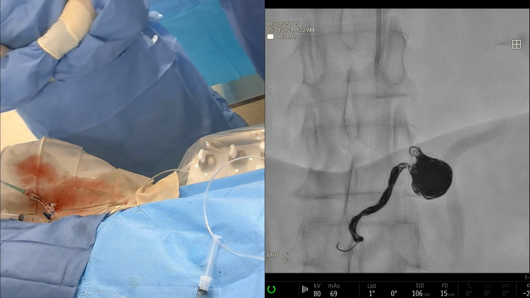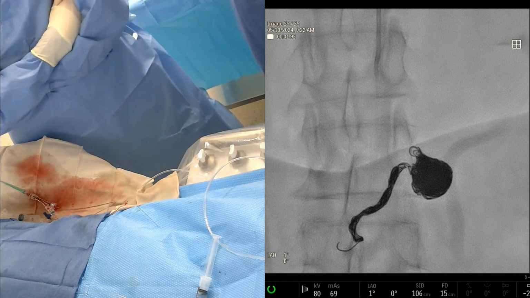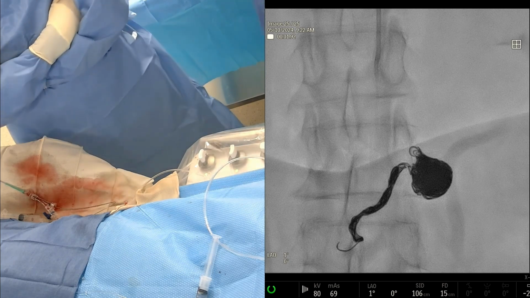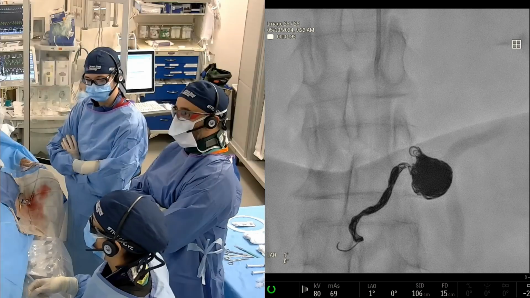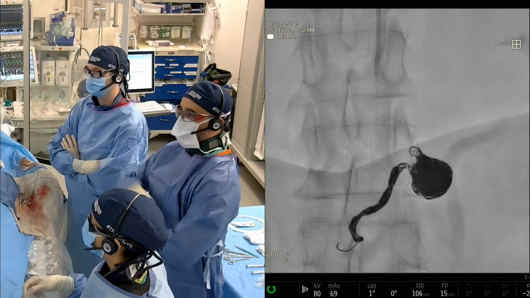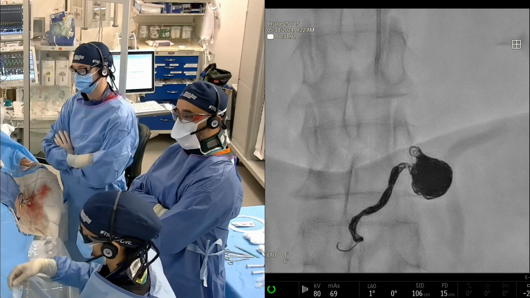Rahul, you asked for a 6x20 fibered coil here. Is there a reason that you don't want to put a 6 by 60 just to decrease the number of coils you might need on the inflow? It's not that much length. Yeah, we don't have that much running room before we hit the SMA.